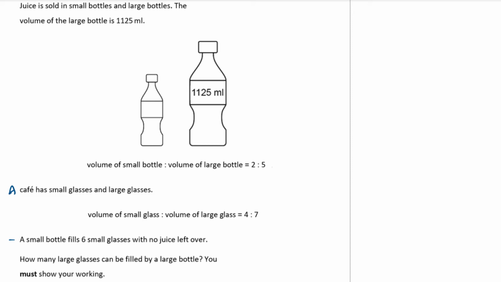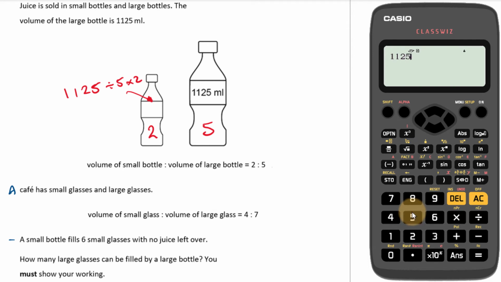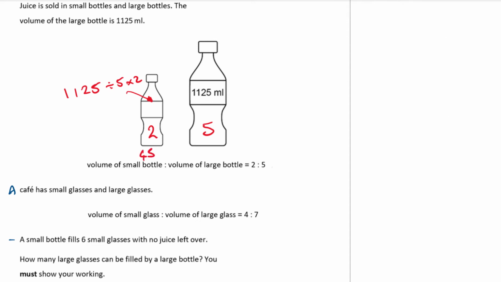So we've been given the ratio of these bottles. For every 2 milliliters in here, we're going to have 5 milliliters in here. So how many milliliters are going to be in the small one? We can find that by taking 1,125, dividing it by 5 and timesing it by 2. That will tell me how many are in the smaller bottle, won't it? 1,125 divided by 5 times 2. That means my smaller bottle has a capacity of 450 milliliters.